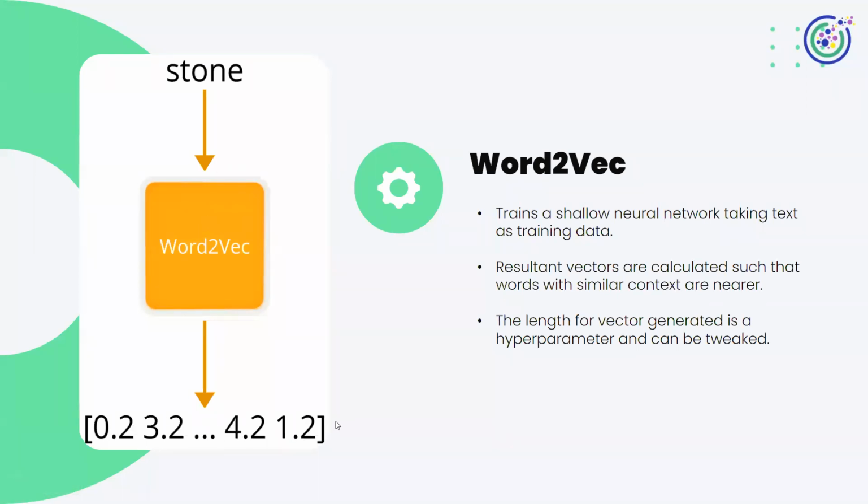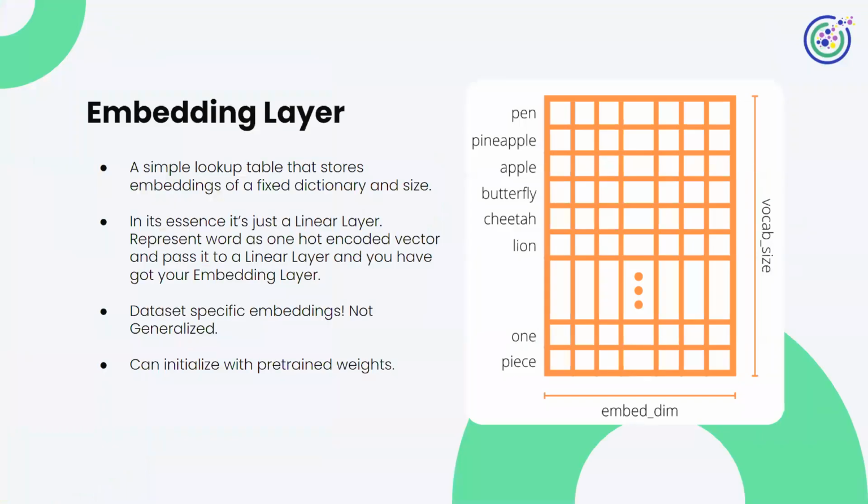So the length of this vector is something that you can play with, and to use this, you can use the gensim library, which has the implementation of word2vec for it. And second is the embedding layer.